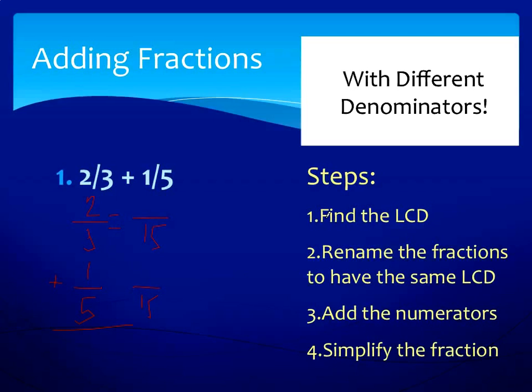So I'm going to work on step 2 here, where I'm actually going to rename my fractions. Now that I've found the least common denominator, I need to go back and rename my fractions. So in this step, what you need to do is ask yourself, what number times 3 gave me 15? Or what did I do to 3 to get it to 15? Well, in this case, I multiplied it by 5. Because 2 times 5 gives me 10.